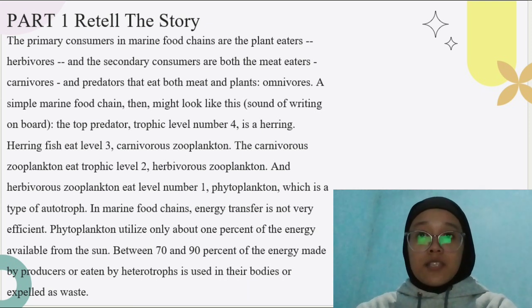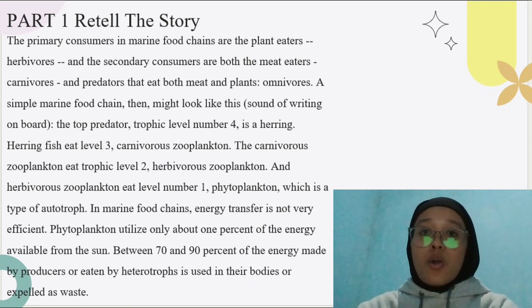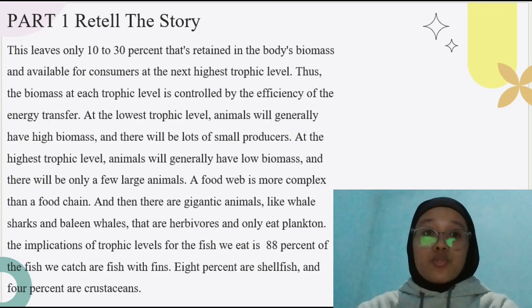In the marine food chains, energy transfer is not very efficient. Phytoplankton utilize only about 1% of the energy available from the sun. Between 70 and 90% of the energy made by producers and/or eaten by heterotrophs is used in their bodies or expelled as waste. This leaves only 10 to 30% retained in the body biomass and available for consumers at the next highest trophic level.